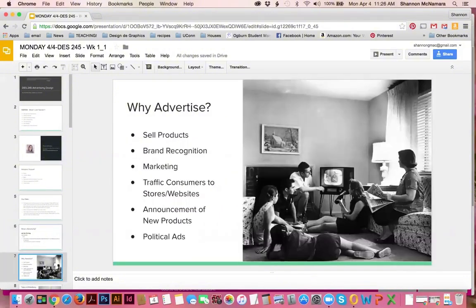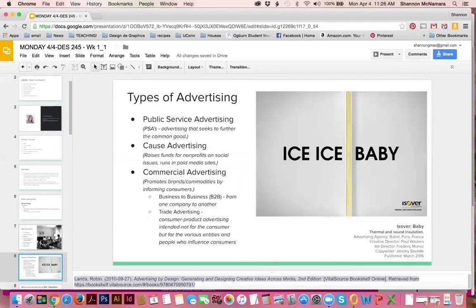Why do people advertise? They're looking to sell their products, just for brand recognition. They're looking to market their products. They're looking to traffic consumers to their stores or their websites. They're looking to announce new products. And with an election cycle taking place right now, there are many political ads on the TV these days. If there's anything that you see when you are watching a television program live, it's definitely political ads right now.